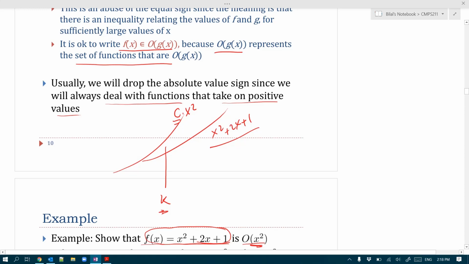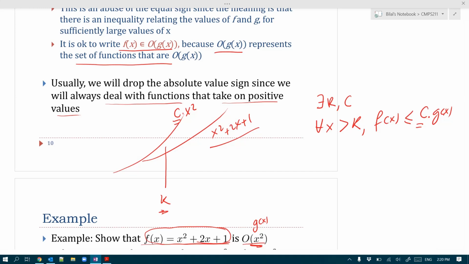So now technically, how to prove this? Let's write once again clearly what we want to prove. We want to prove that there exists a k and a constant c such that for every x strictly greater than k, f of x is less than or equal to some constant times g of x. I'm just recalling the definition. There are multiple ways to find such pairs.